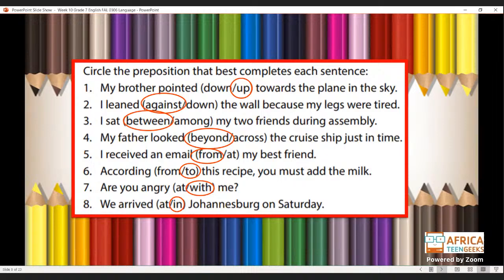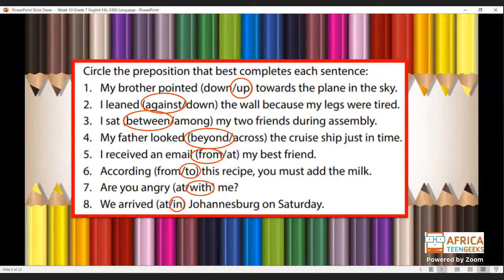Okay. But you can say you arrived at a place. What did we say about the size of places? Well, Joburg is a big place. Remember that. Joburg is a big place. So for big places, we use the word "in." Remember what I said? We use the word "in." For example, you can fly to Joburg.